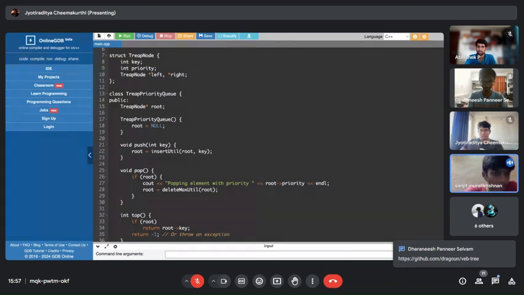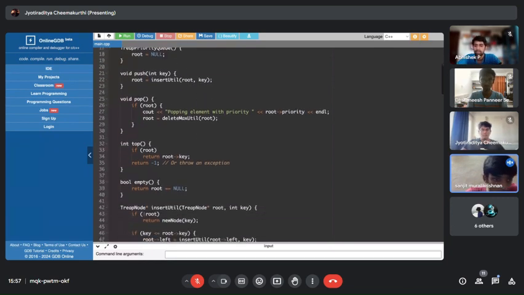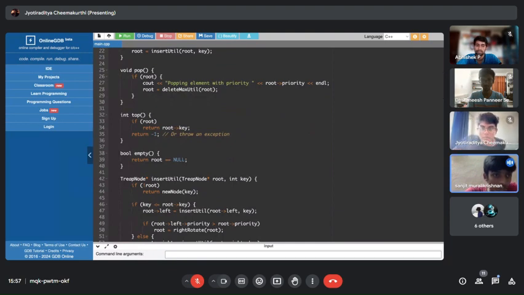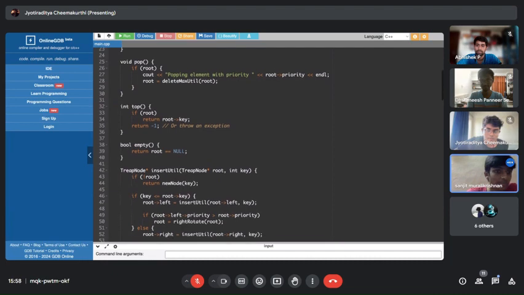So our void push and pop are basically just applications of an insert and delete function, so we can skim over those and go to top. Okay, so yeah, can you scroll down? Yeah, so our top function is also simply just seeing if the root exists or not. And empty is the same.